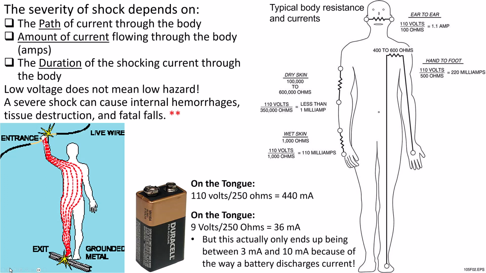Okay, so notice where I have the red asterisks in here. I don't know if I've missed any. I don't think so yet. But a severe shock, it says here on the left-hand side, can cause internal hemorrhages, tissue destruction, and fatal falls. It could electrocute you enough to make you fall, and maybe that's what kills you. So there's going to be a combination of things. Anyways, I put the happy face on this funny little character with the belly button and all that on the right side of the page one night.